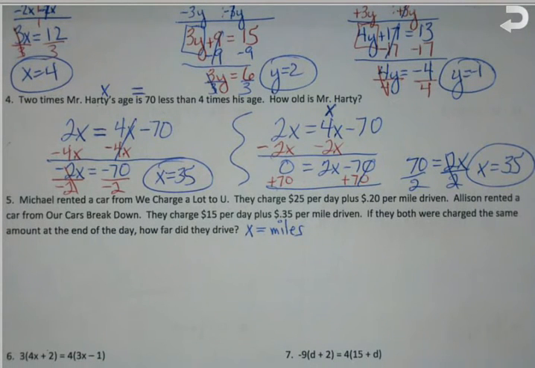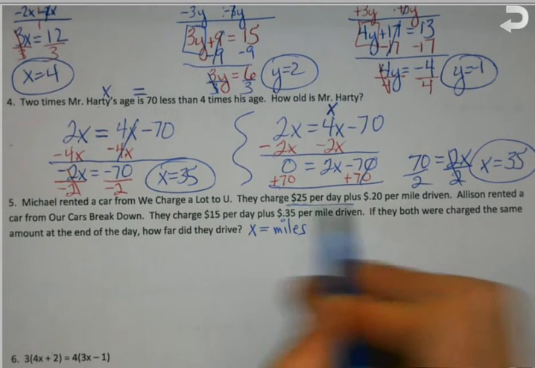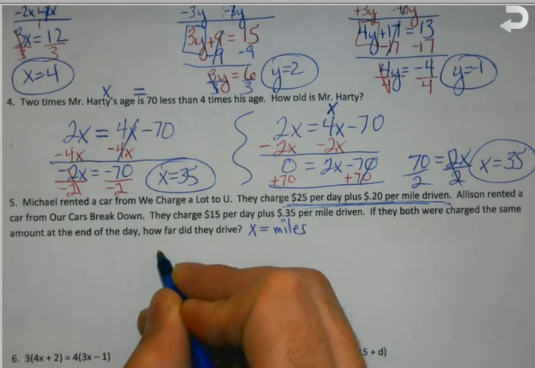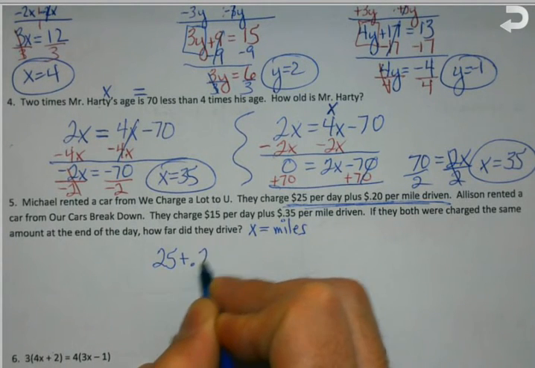X is going to be how many miles we drive. So, yes. No. So, they charge $25 per day plus 20 cents per mile driven. How would I write that? 25x. No, 25 plus 0.20x. Okay, now hang on.